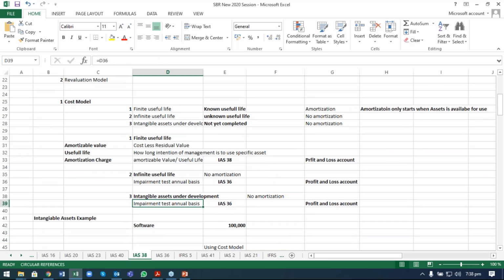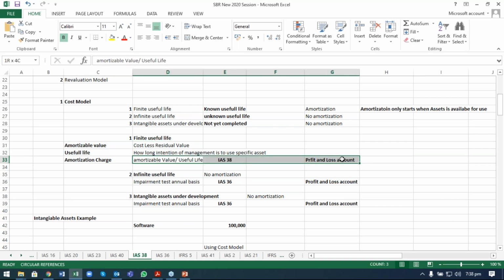We have already discussed how amortization should be charged to an intangible asset. It must be based on cost less residual value. If it's a finite useful life, the amortizable value is in use, and the amortization charge could be straight line, reducing balance, unit produced, or the hours consumed method. If you think it's a fair usage charge of that asset, it should be charged to the profit and loss account. So that's the main idea of IAS 38.